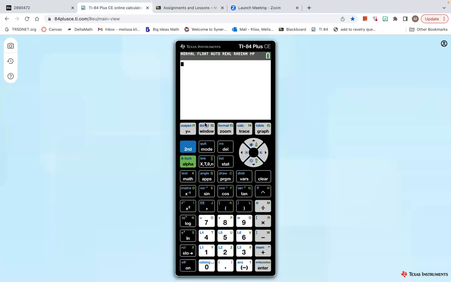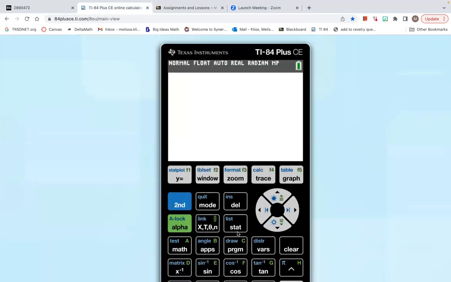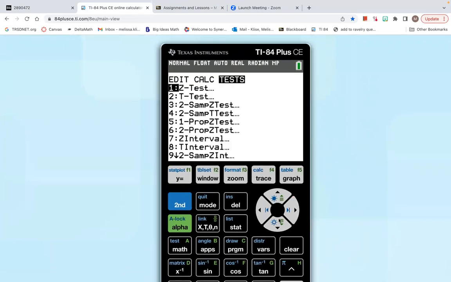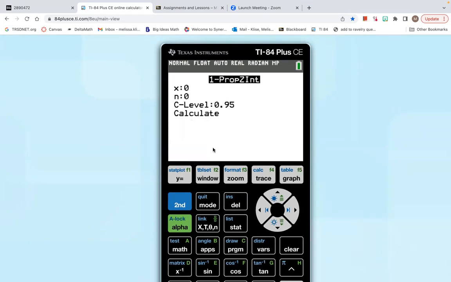All right. So you're going to click on stat, then arrow over to test, and go down to one prop Z interval. It's down on the next screen. It's letter A, 1-PropZInt, and I'm going to hit enter. My X value is the number of successes that I have, which is 558. Your N is your total sample size, which is 1016.